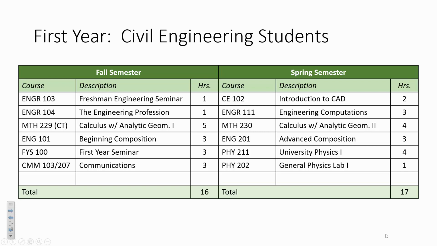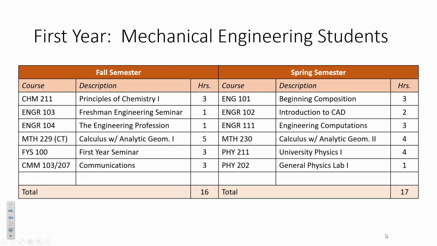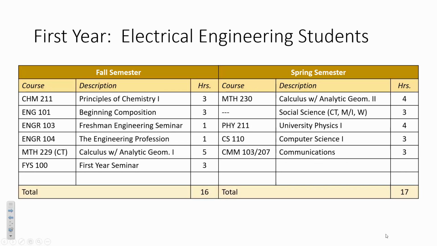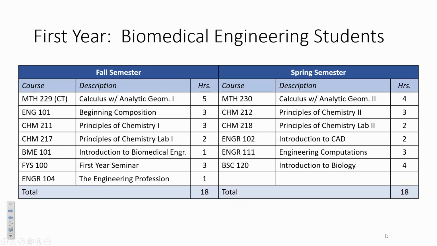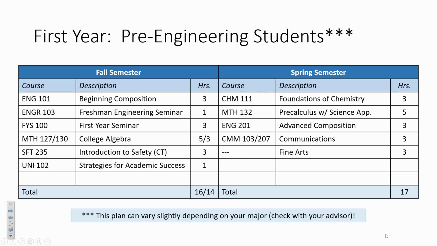Now, what I've got here is the degree plan that's typical for civil engineering students at Marshall for your first year. So if you're a civil student in this room, this is about what you should be taking next semester. And I say about what you should be taking because every student's different. And again, don't worry, I've uploaded all this to Blackboard. So this is for civils, this is for mechanicals, this is for electricals, this is for the biomedicals in the room, and this is for the pre-engineers.